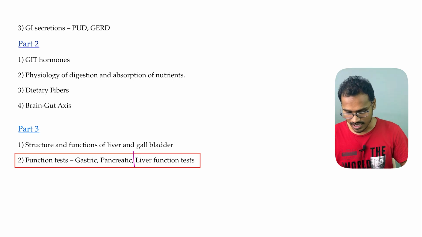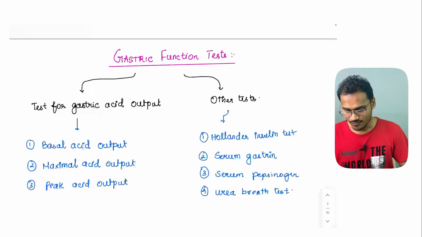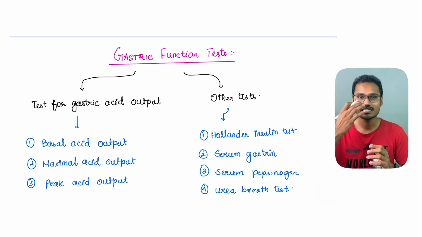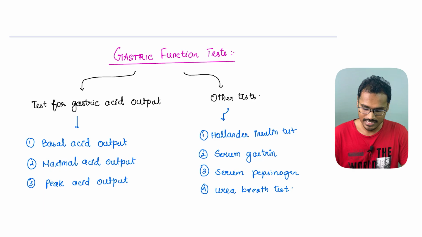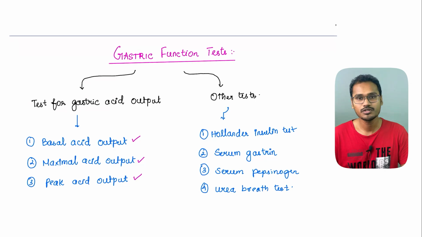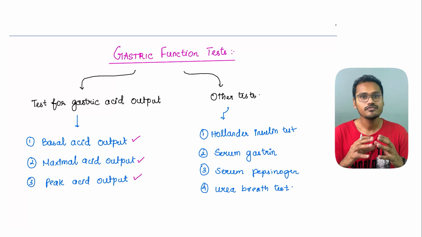So first is the gastric function test. All of us know the most important gastric function is to produce acid, so that can be tested. Tests for gastric acid output include basal acid output, maximal acid output, and peak acid output. Nowadays we also have more advanced techniques, such as upper GI endoscopy, where we look at the gastric epithelium rather than testing function. But here we are going to specifically discuss function tests.